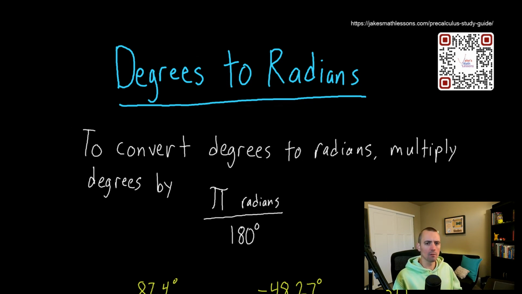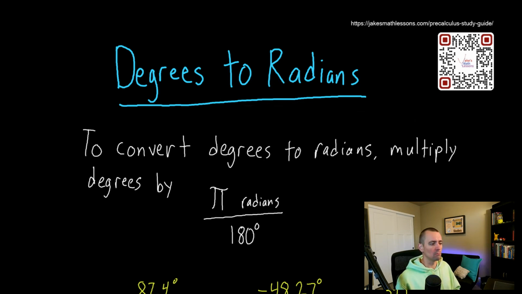Today we're going to be talking about how to convert degrees into radians. When you're dealing with angles in really any sort of situation in a pre-calculus or even geometry class, sometimes you have to convert between degrees and radians. So I want to talk about that today.